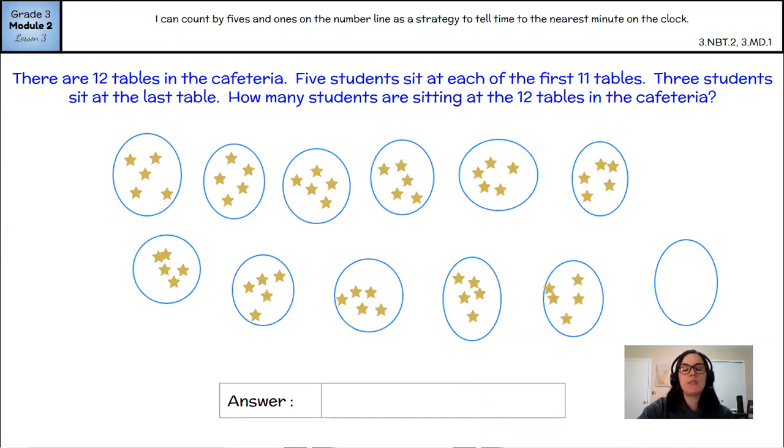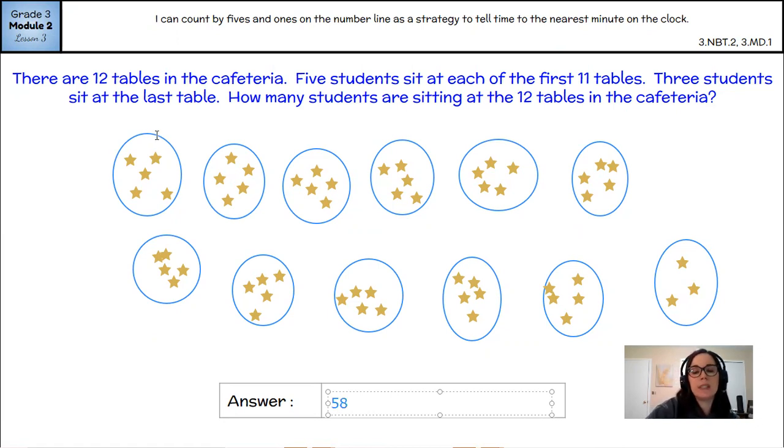Now I've done 11. So I did 5 here at each of these, and 3 students sit at the last one. How many students are sitting at the 12 tables in the cafeteria? Okay, so I'm going to use my skip counting for sure, because I can do 5s here. 5, 10, 15, 20, 25, 30, 35, 40, 45, 50, 55. Now I add 3, 56, 57, 58. So my answer here should be 58.